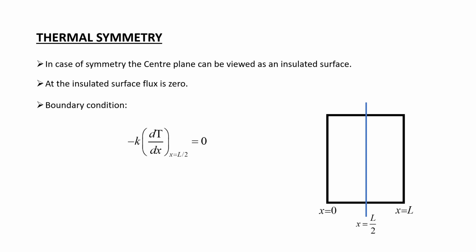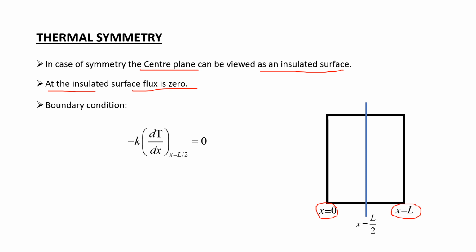Now let's see what is the boundary condition in case of thermal symmetry. Look at the first point. It states that in case of symmetry, the center plane can be viewed as an insulated surface, and at the insulated surface, flux is 0. So look at the diagram here. This is our slab with the same initial condition at x is equal to 0. One of the boundaries is there, and at x is equal to L, the other boundary.